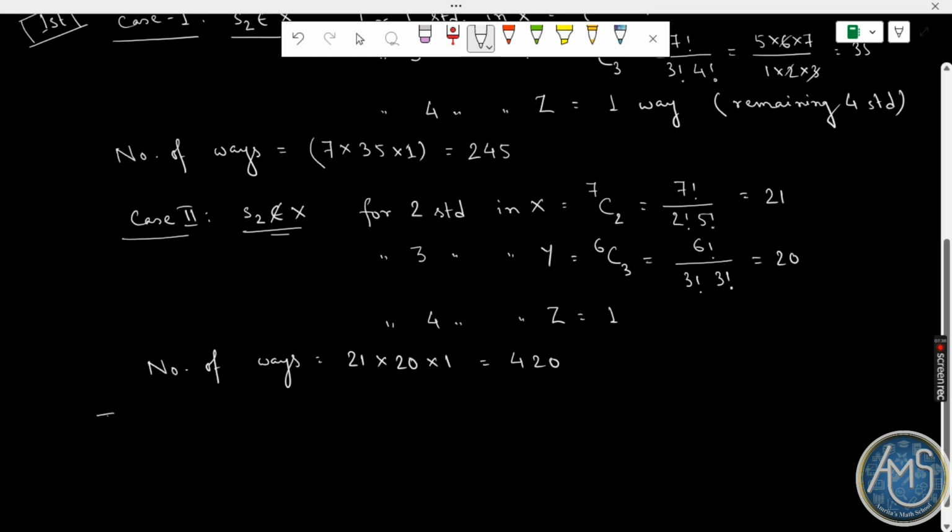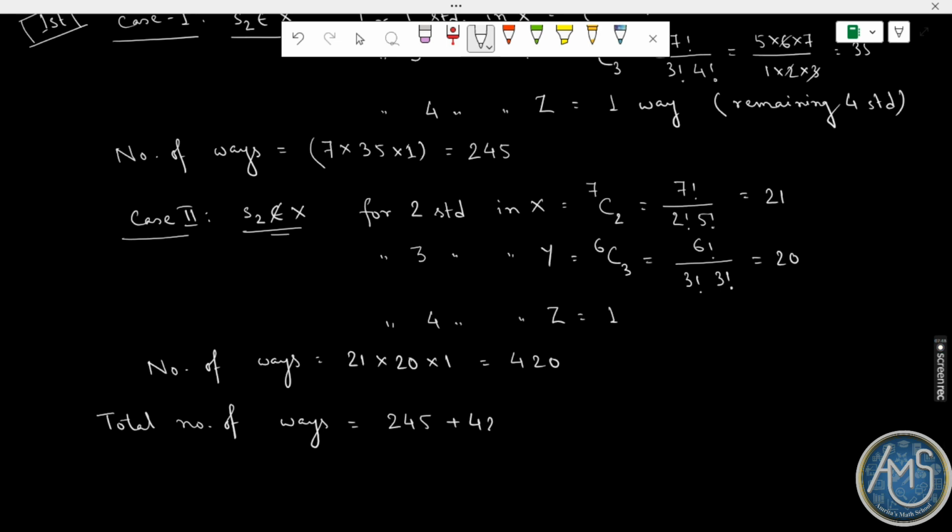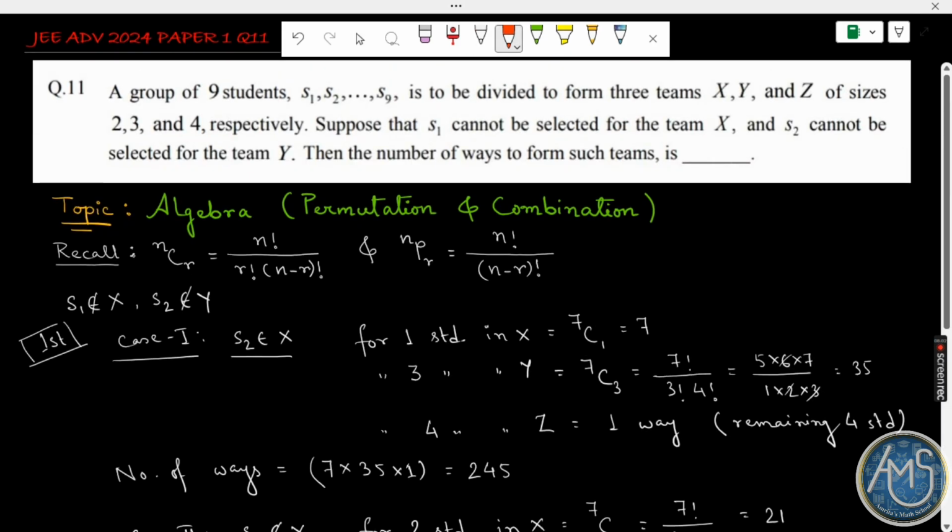So the total number of ways is equal to either this case or this case. So by the principle of addition, it is 245 plus 420, which is 665. So the answer will be 665.